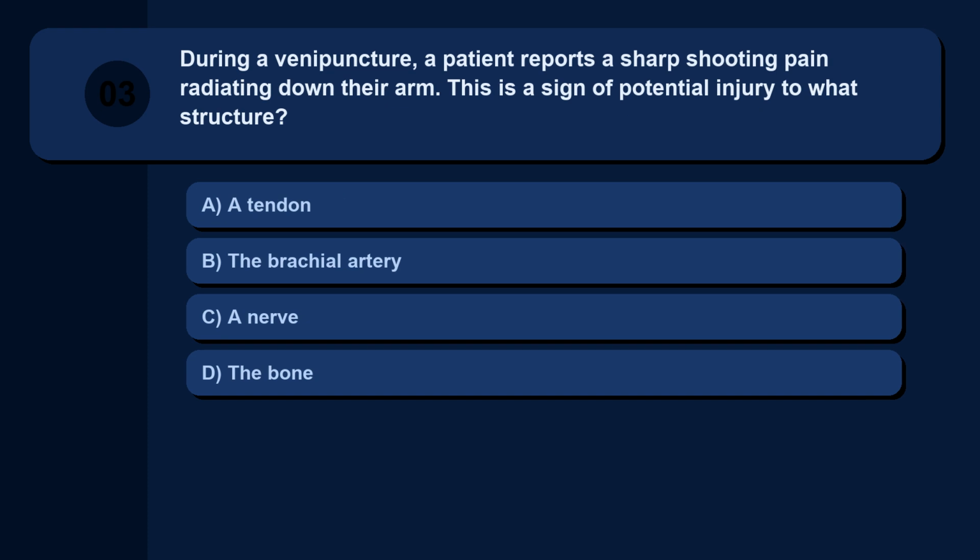Question 3. During a venipuncture, a patient reports a sharp shooting pain radiating down their arm. This is a sign of potential injury to what structure? A tendon. The brachial artery. A nerve. The bone.